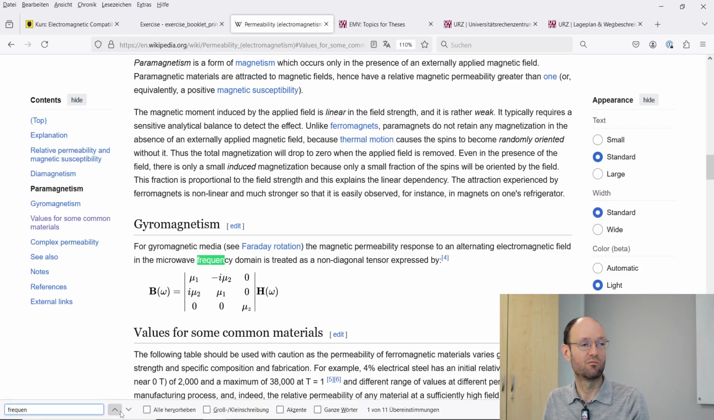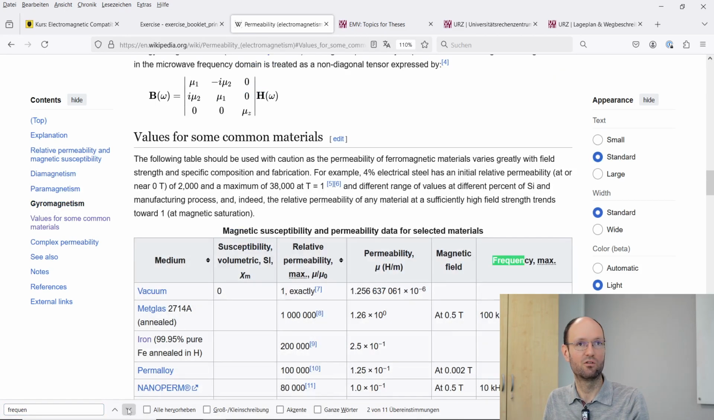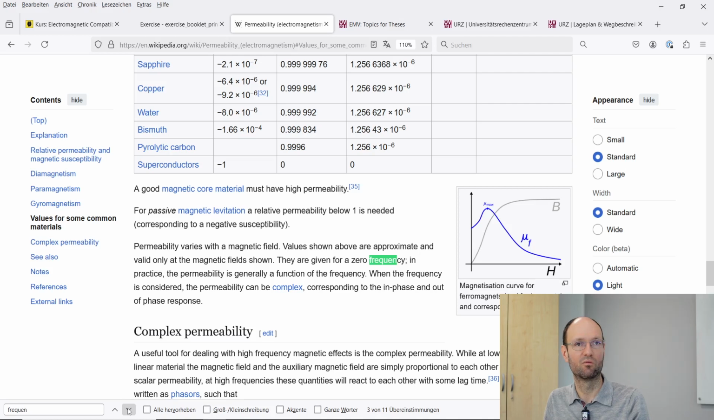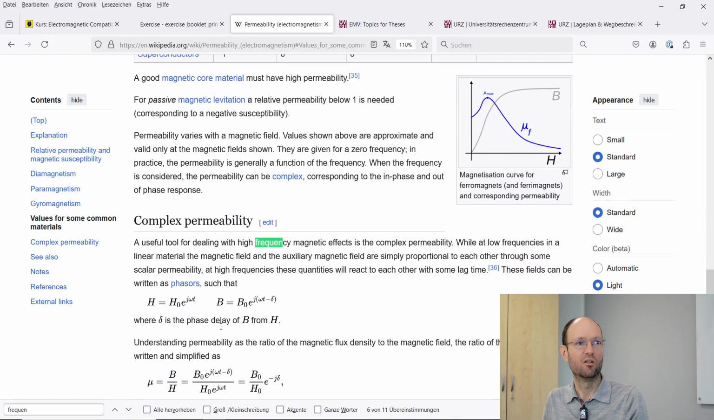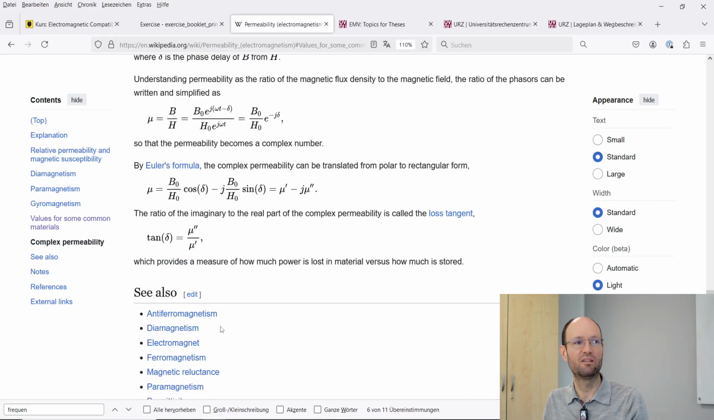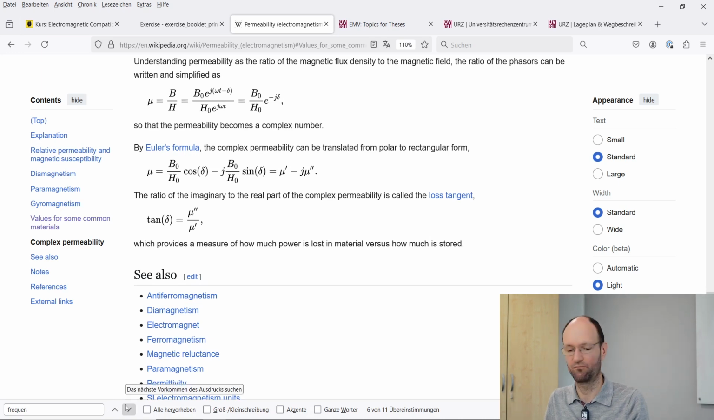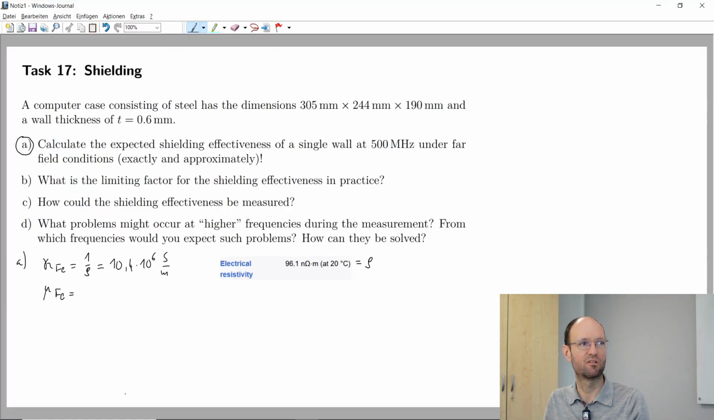So this is some gyromagnetic ratio, and this is this maximum frequency. So usually permeability is only something that you have, let's say, at lower frequencies. And at higher frequencies, we can say this is approximately 1, at least at this 500 megahertz. So there will be no useful permeability in this case.